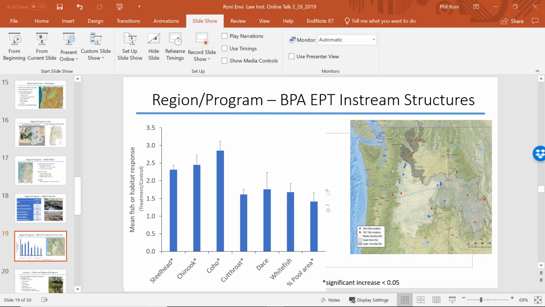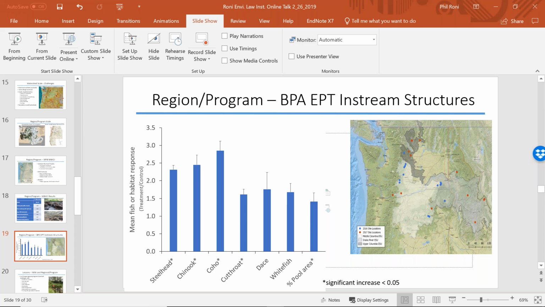Now for the BPA Columbia Fish and Wildlife Program for in-stream projects, they took a different tack, which was to use an extensive post-treatment design, partly because they had more than 200 wood placement projects implemented across the basin over the last 15 years. And this was simply looking at paired treatments and controls at 30 sites.